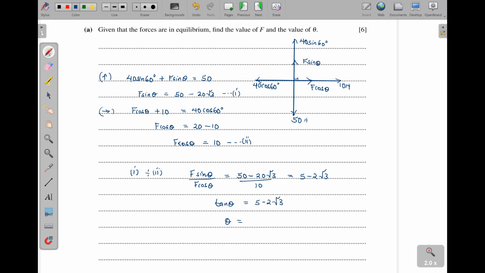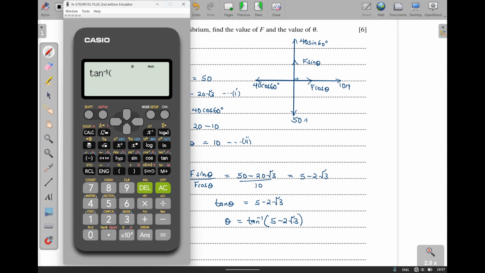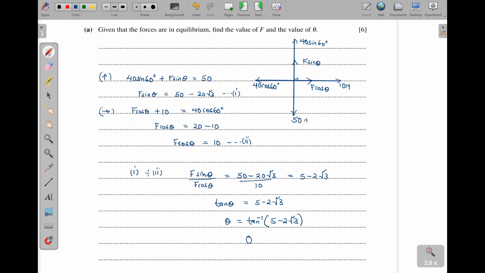So what will then be theta? It's the arctan of 5 minus 2 root 3. When we put this in the calculator, we get 56.9 to 1 decimal place. Theta is equal to 56.9 degrees to 1 decimal place.